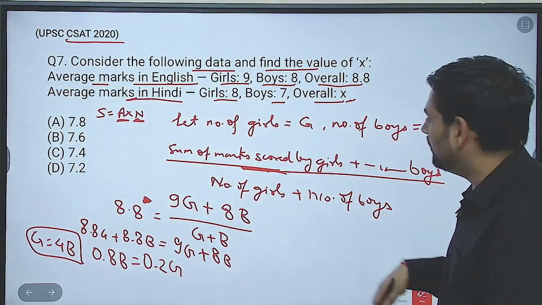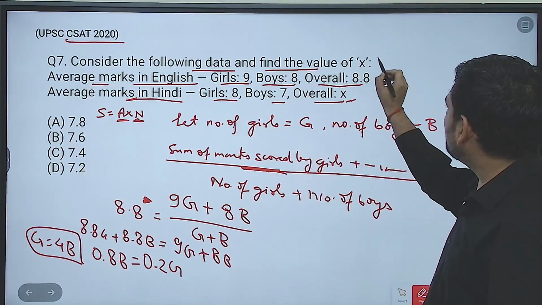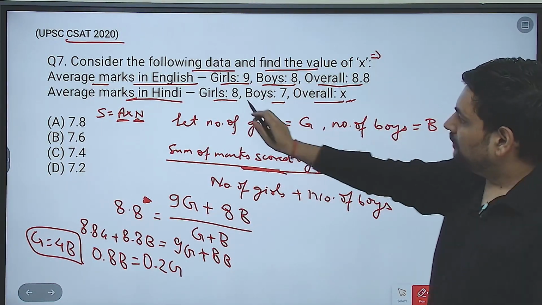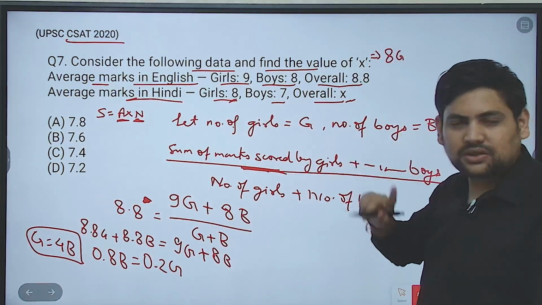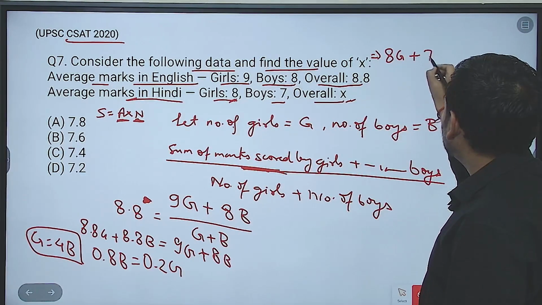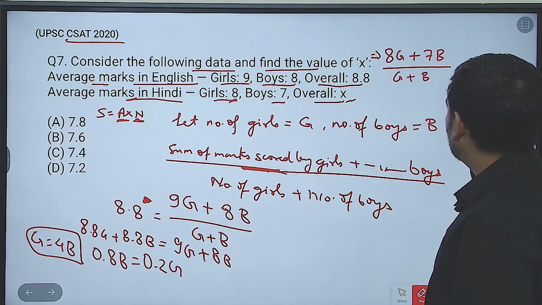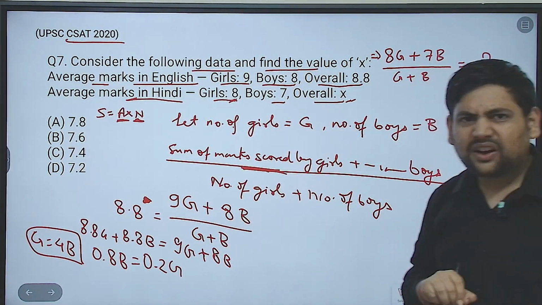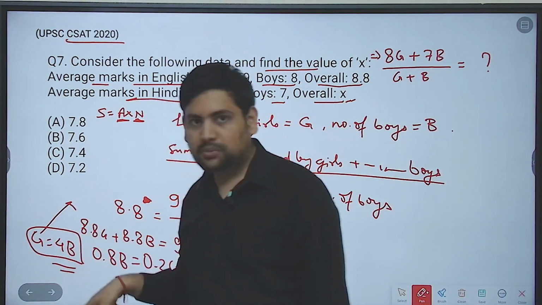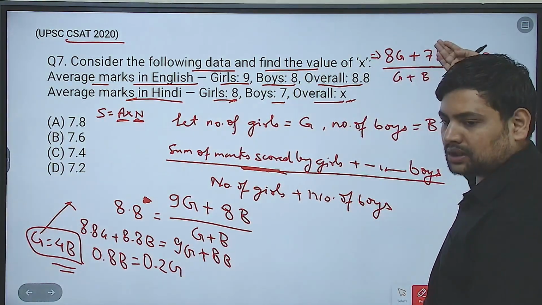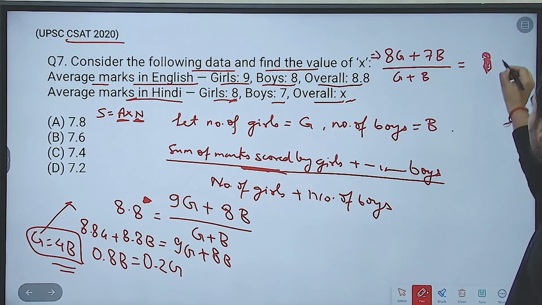For Hindi I have to calculate, it will be same as before. Now sum of marks scored by girls, what is their average? 8. Number of girls I don't know, so I put it G. Sum is equal to average into number, plus boys is 7B, divided by total which is G plus B. Now this I have to find. How can I find this? Simply in place of G I will write 4B. So this entire term becomes B by B, and then B will cancel out. I'll get the value of X. So this I have to calculate.